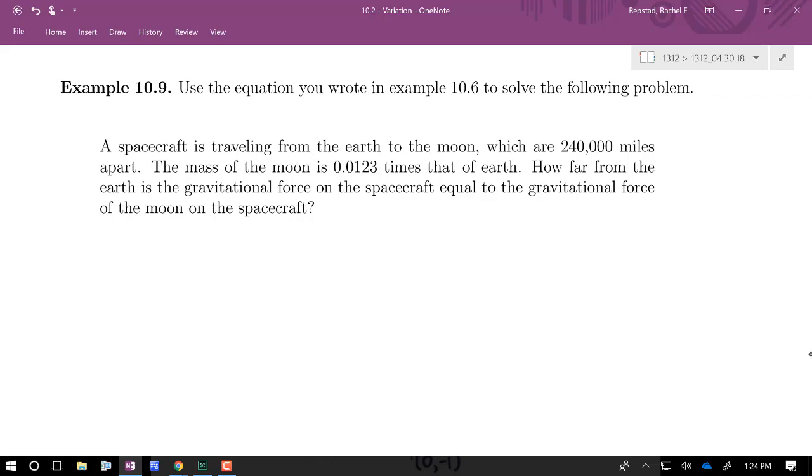So we wrote an equation that modeled Newton's law of universal gravitation. And it looked something like this, right? K m1 m2 over r squared, where r was that distance. So in this situation, we have a spacecraft traveling from the Earth to the Moon. Now, that spacecraft is feeling the force of gravity from both the Earth and the Moon. And we want to know how far from the Earth is the gravitational force on the spacecraft equal to the gravitational force of the Moon on the spacecraft.